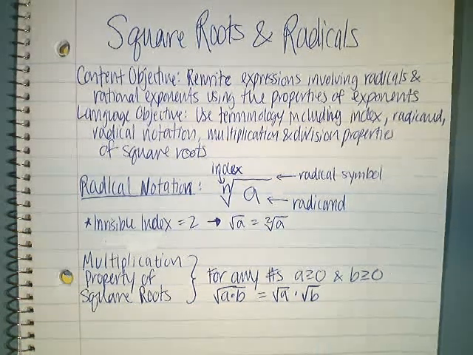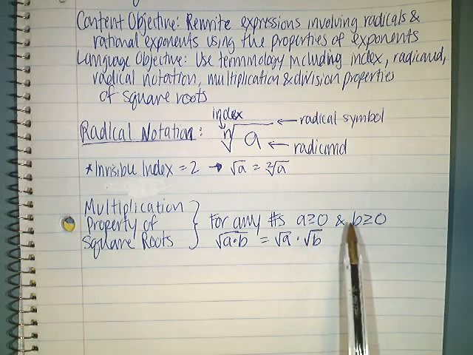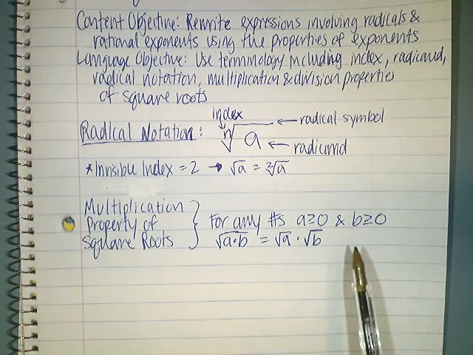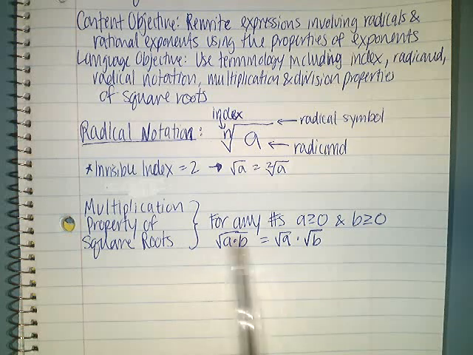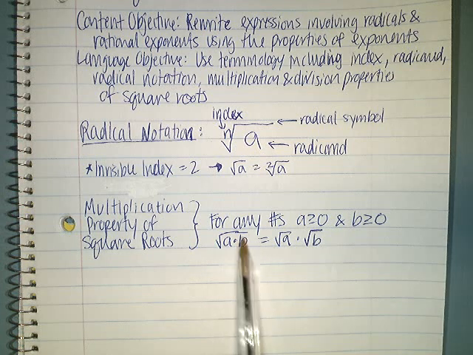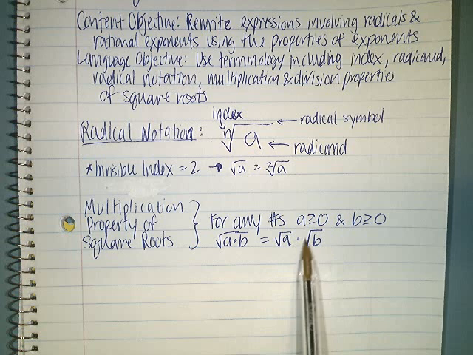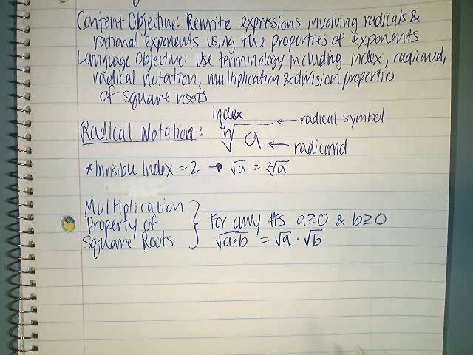First thing is multiplication property of square roots. This property says that for any numbers where a and b are both greater than or equal to 0, the square root of a times b, or ab, is equal to the square root of a times the square root of b. So if you are multiplying under here, you can separate this out into 2 separate radicals and then simplify accordingly. Only if you are only multiplying.